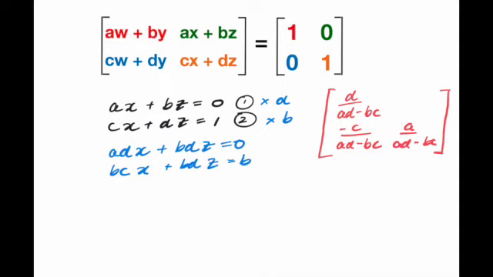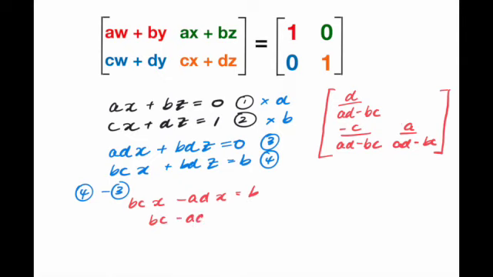to B. We'll label our equations 3 and 4 respectively, and this time we'll go equation 4 subtract equation 3 because we've got a B on the right hand side minus a 0, so we'll keep it positive. When we do that, we get BCX minus ADX is equal to B, and our Z's have been eliminated. So we'll factorise out the X and have BC minus AD in brackets. That all equals B. And then we'll divide both sides by BC minus AD.